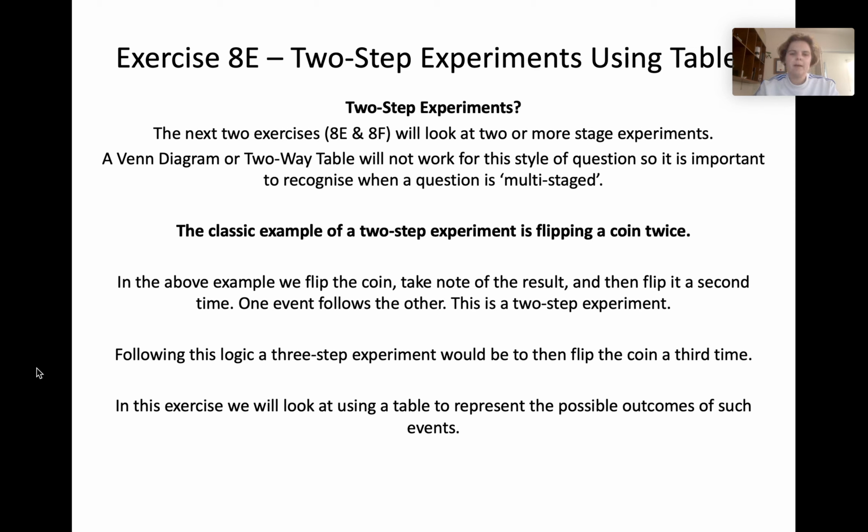This could be flipping a coin twice. This could be taking one card from a deck of cards and then taking another card from the deck of cards. Or maybe it's rolling two dice like you do in many board games such as Monopoly. So we're going to be looking at those two-step experiments today. Of course, you can have experiments with more steps, but we're focusing on two steps today.